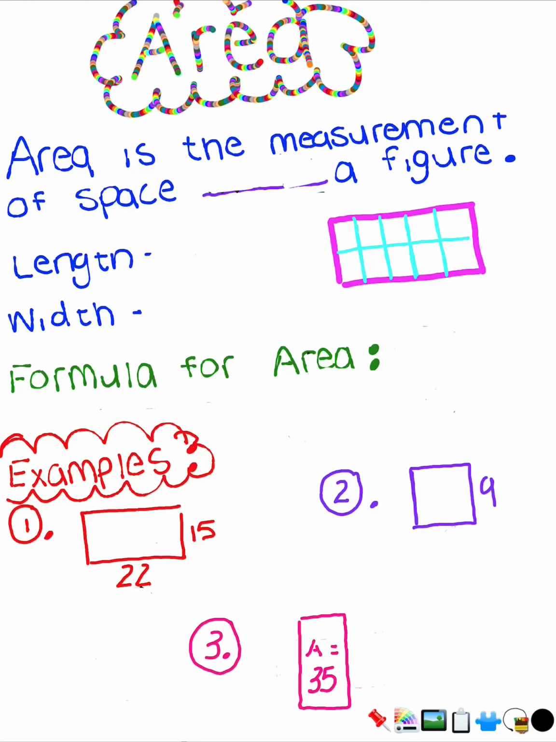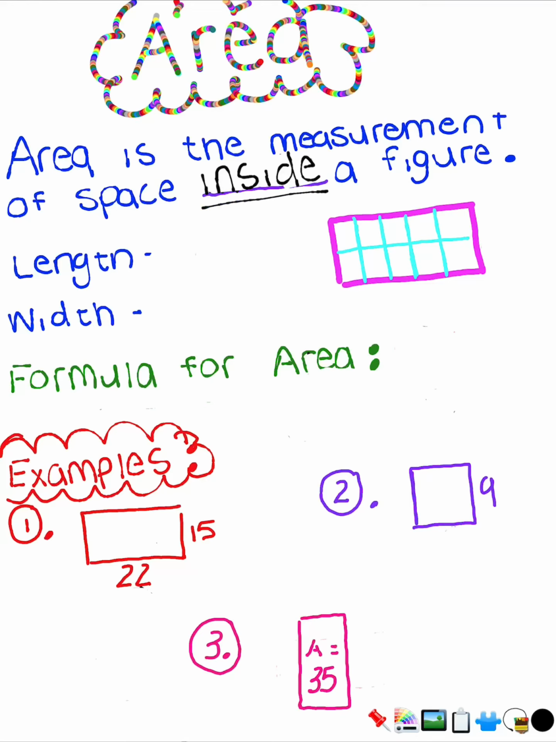So last week we talked about perimeter, which we know now is the measurement around the outside of a shape. So we were adding up all four sides to find the perimeter. Well, now we're going to learn about perimeter's cousin, area. Area is the measurement of space inside a figure. So we are talking about the inside of a figure now, not the outside.